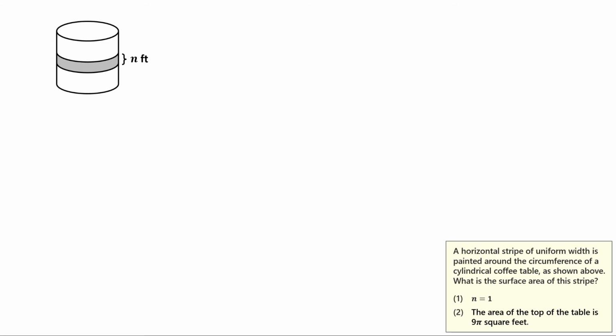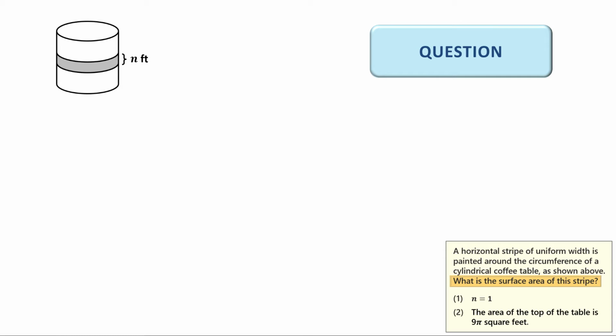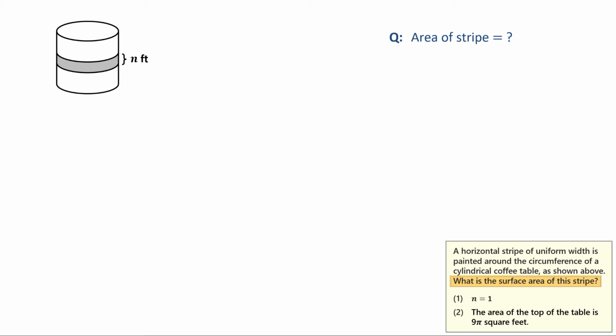Stage 2 is to process the question, which says, what is the surface area of this stripe? Our first stab at this can be to write Q, area of stripe equals question mark. But let's try to figure out a formula for the area of the stripe. To get a clearer feel for the stripe, let's imagine pulling it down like this. The area we want is the dark outside of this band.